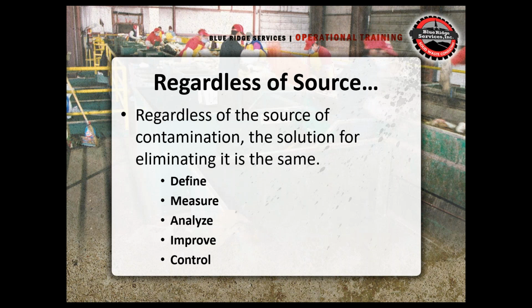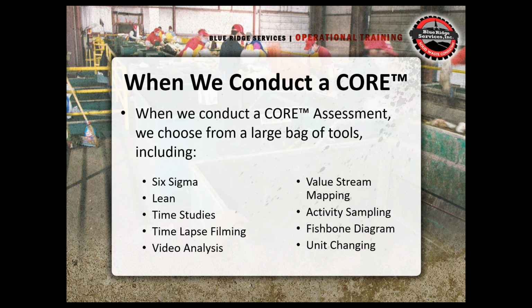Regardless of the source, the solution for eliminating contamination is the same. And these 5 steps right here come from some of the process improvement tools that we use. These in particular come from Six Sigma. I'm not going to get into that, but it's a specific process improvement tool, an efficiency tool. Basically, let's define what we're trying to accomplish. Let's measure what's actually happening and analyze that. Let's find some ways to improve it, and then let's find some ways to control it. And here are some of those tools that we'll use.